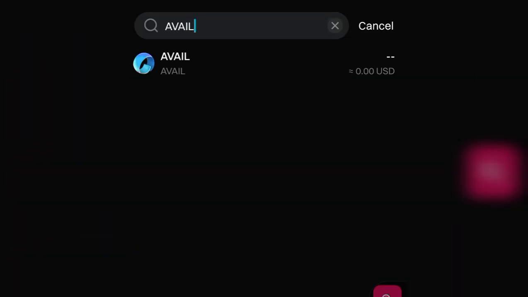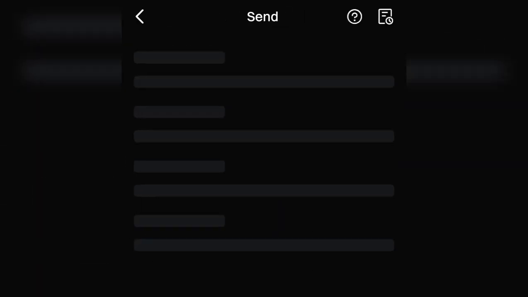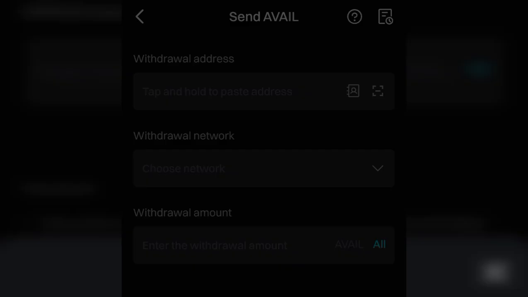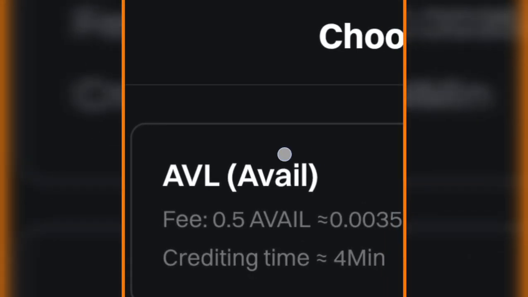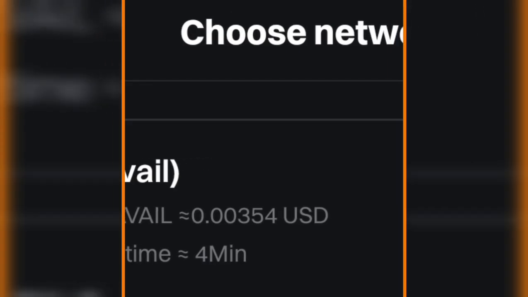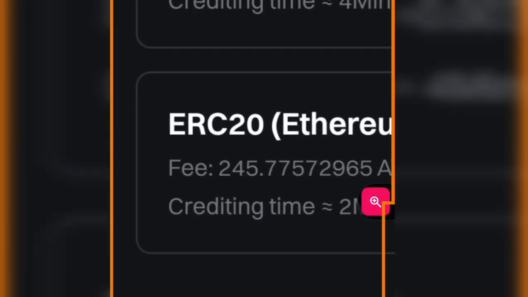Avail. Okay, Avail is here. On-chain withdrawal, and then we will quickly see what it has to offer. The network, very important. Okay, it says it has AVL. So AVL is costing us how much? 0.00354, less than 1 cent. Interesting. It also has the Ethereum, the ERC20.